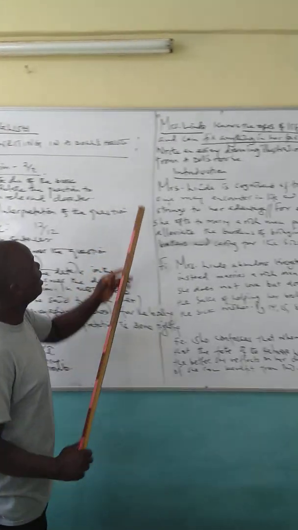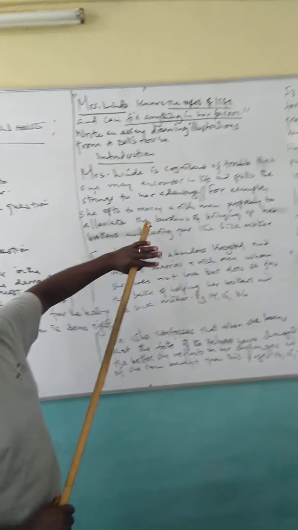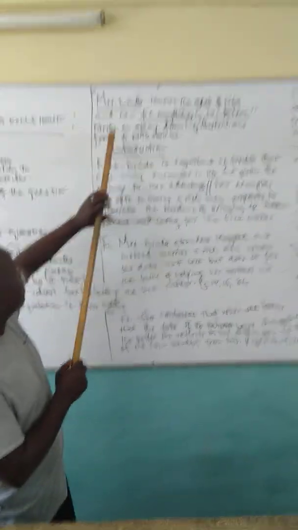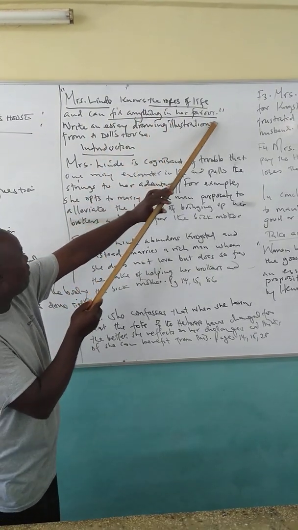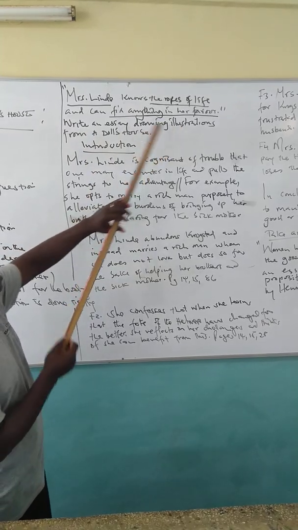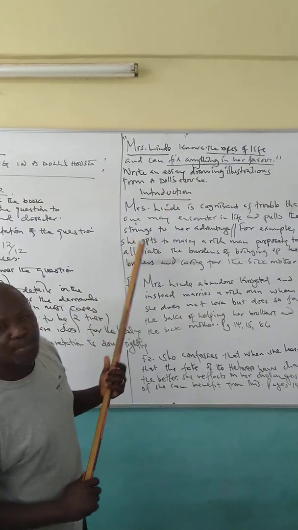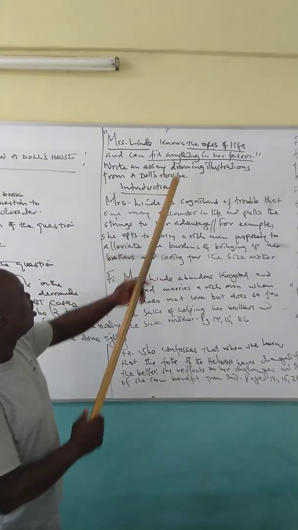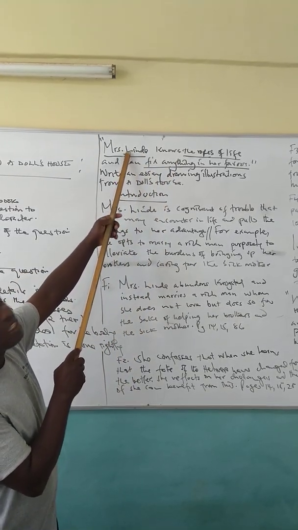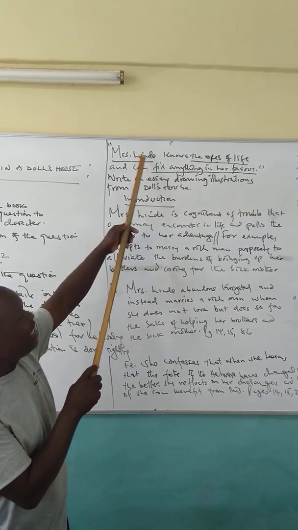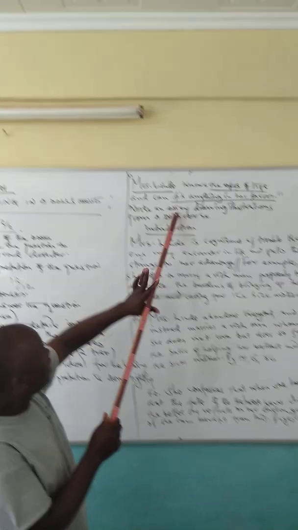Now, I want us to look at a sample question and see how it can be used to go through those requirements. For example, "Mrs. Linde knows the ropes of life and can fix anything in her favor. Write an essay drawing illustrations from Adult's House." Now, once you get a question like this, it is important, first of all, before you introduce, to earmark the key words in the question. And therefore, for me, the word Mrs. Linde is important because it reminds me that all along I'll be concentrating on Mrs. Linde as a character and not any other person.